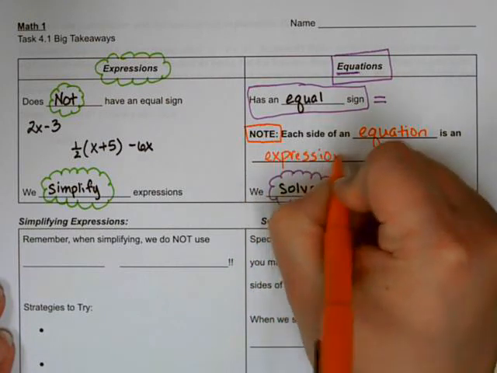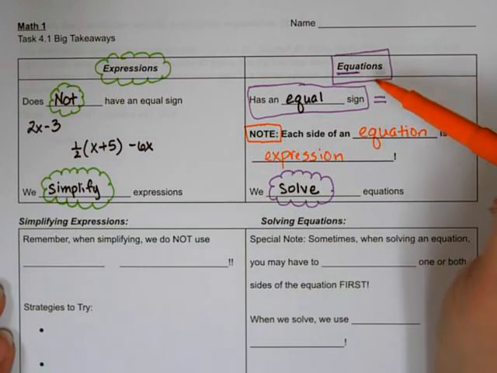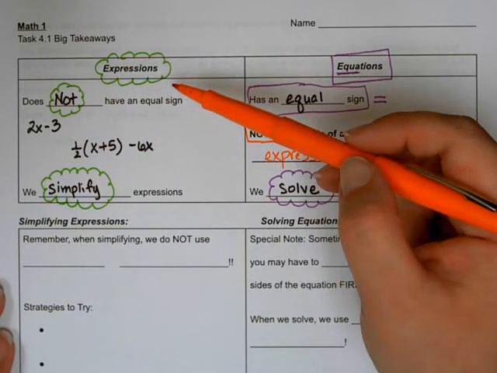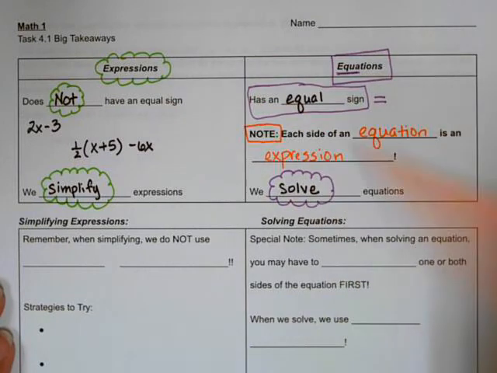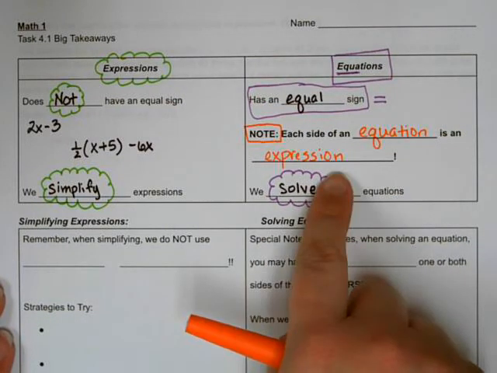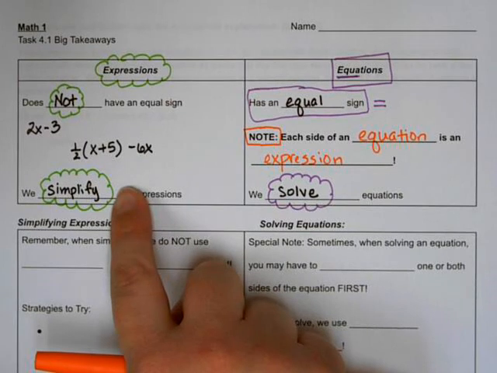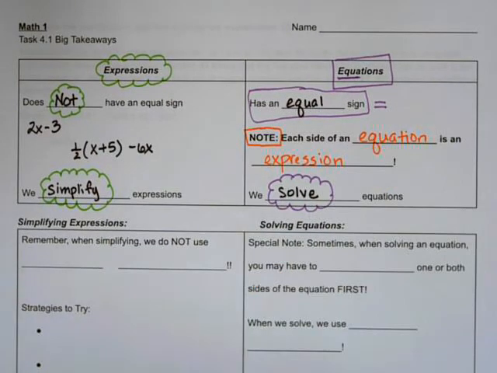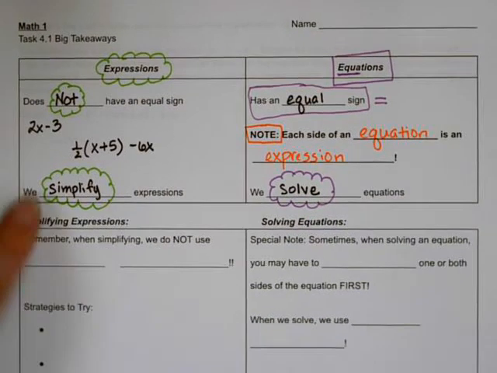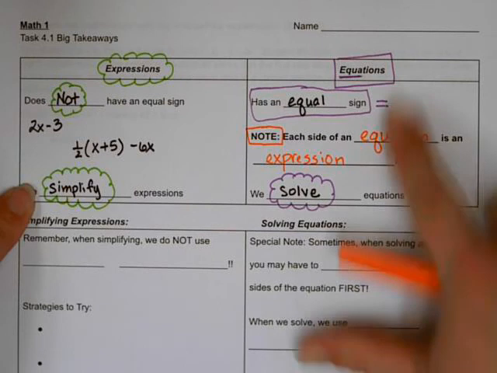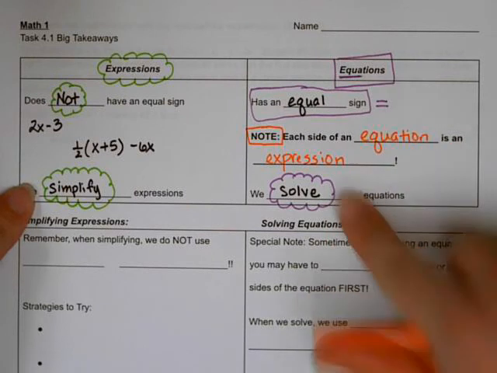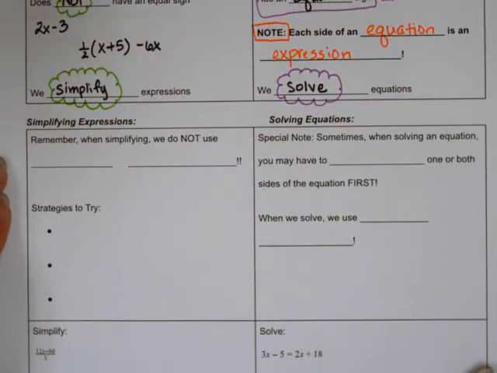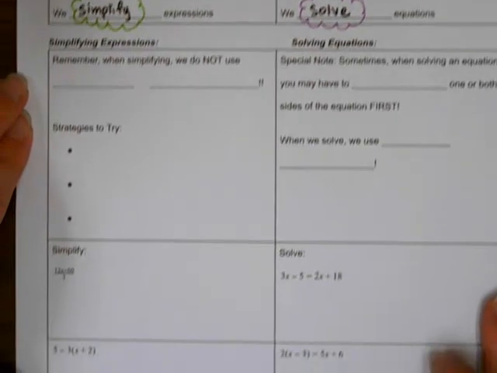So these two words are definitely related to each other. We can't have equations if we don't have expressions to build the equations. Okay, but they are not the same thing. Expression is just 1/2 of an equation. Once we put an equal sign in between two expressions, then we actually have an equation. All right, and again, the difference is expressions we simplify, equations we solve. Okay? All right, let's focus in a little bit more on simplifying expressions.